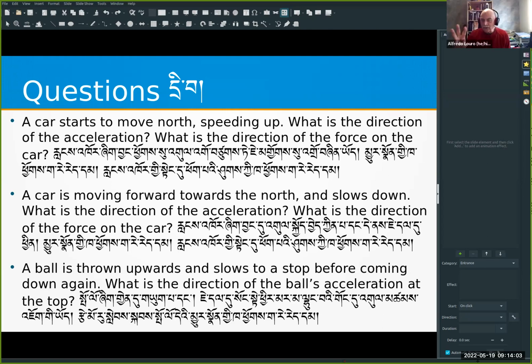And I'll give you three choices, and then we'll see afterwards by show of hands which choices you think are the best. So the question is, what is the direction of the ball's acceleration? Choice number one would be upwards. Choice number two, there is no acceleration. The acceleration is zero. And choice number three, the acceleration points downwards. Okay, so which of those three choices do you think is the right one? I'll give you a minute.